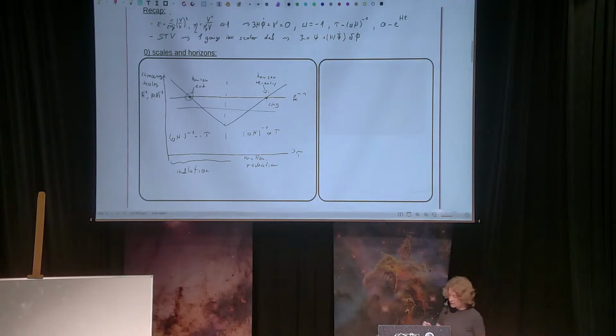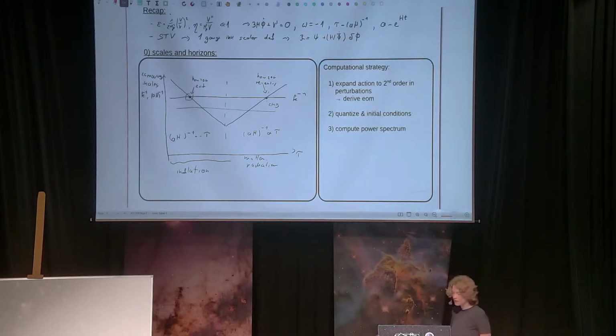So concretely, what the strategy is going to be: in order to compute these perturbations, we're going to start with the action for our scalar field. We have to expand everything out to second order in the action, so that then we can get the equations of motion to first order in the perturbations.